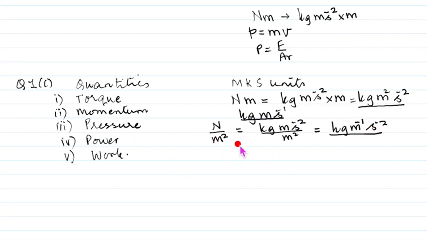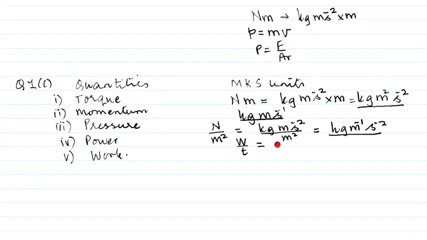Power. Now power is work upon time. So work is force into displacement. So force is going to be kg meter per second square. This is your force into displacement, which is meter, and that upon time, which is again second. So it becomes kg meter square per second cube, and that is kilogram meter square per second cube.